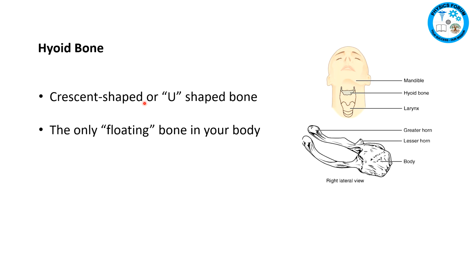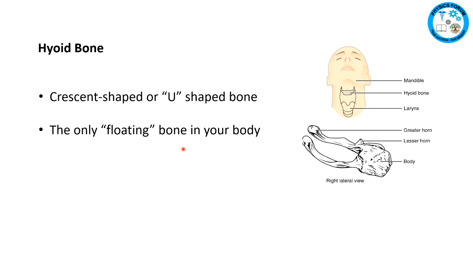The last one is the hyoid bone. It is an interesting bone because it is a small U-shaped or crescent-shaped bone present in the neck region. What makes it unique is that it is the only bone in the human body that does not articulate directly with any other bone. That is why it is called the floating bone, the only floating bone in our body. So it is actually suspended by muscles and ligaments, not attached to any other bone.